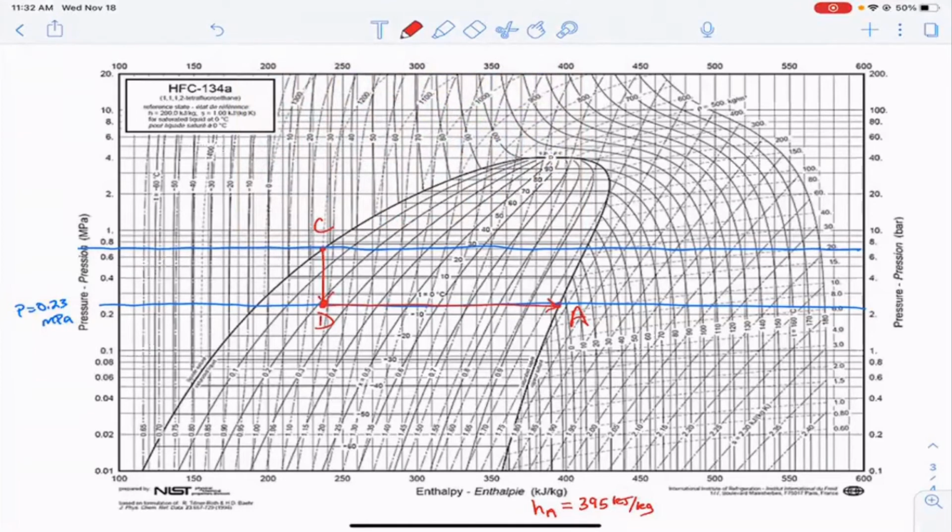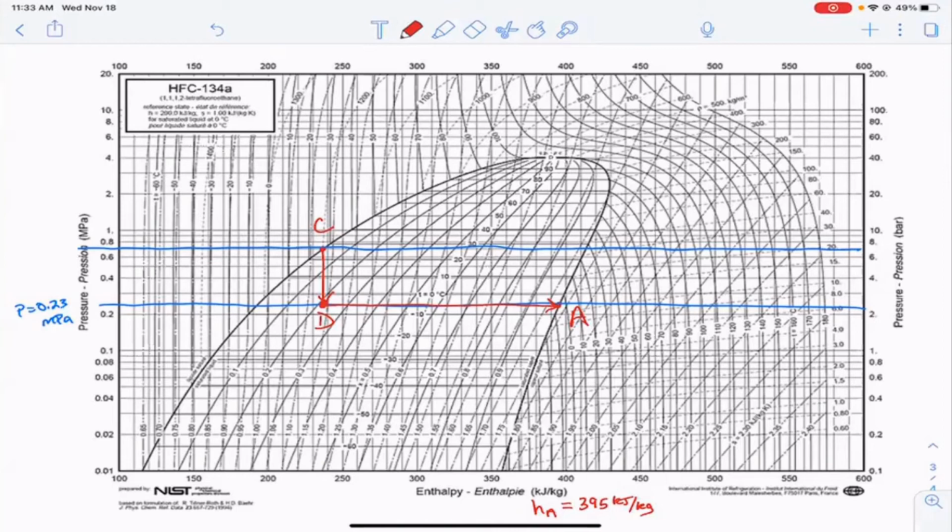All right, so now let's find B. Well, to find B, first we have to solve the isentropic case, just like we would have done for steam tables or any of the other problems that we solved earlier on in the semester.